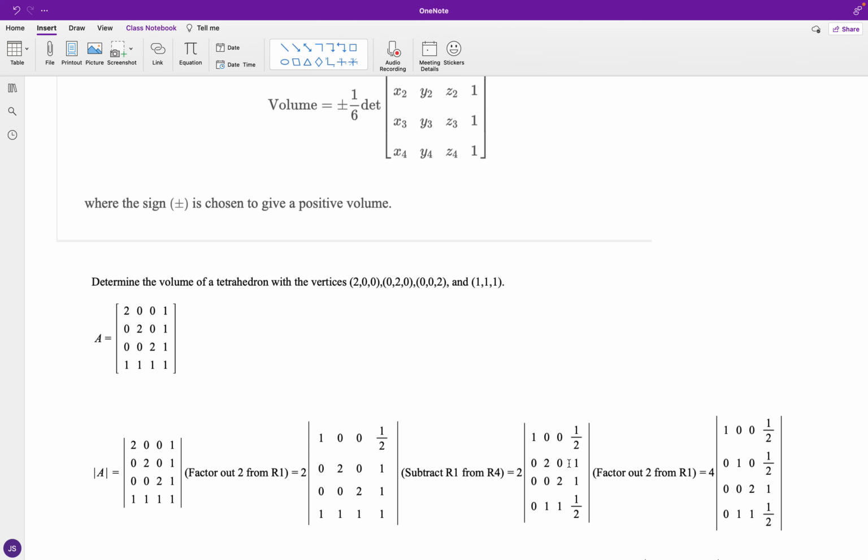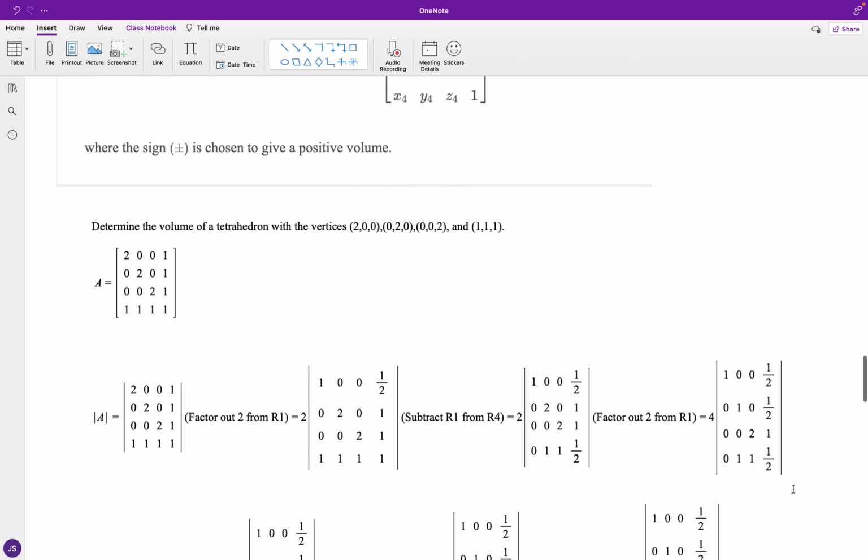Now if I look at the next row, I have another 2. If I factor this out just like I did with the upper left-hand 2, the leading coefficient is going to be 4, and the change in the second row is 0, 1, 0, 1/2, with everything else remaining fixed.